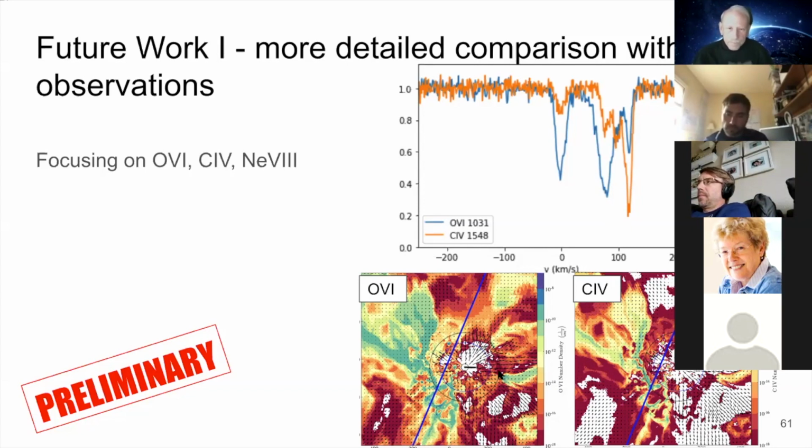So we want to do a little bit more analysis like this and see if we can get some good images to demonstrate in what cases we have overlaps between different ions and what cases we don't. And we want to focus on oxygen 6, carbon 4, and neon 8, mostly because they have that high redshift data that we can compare to.